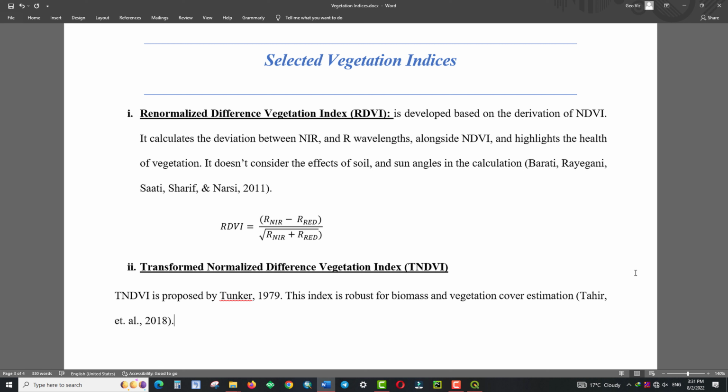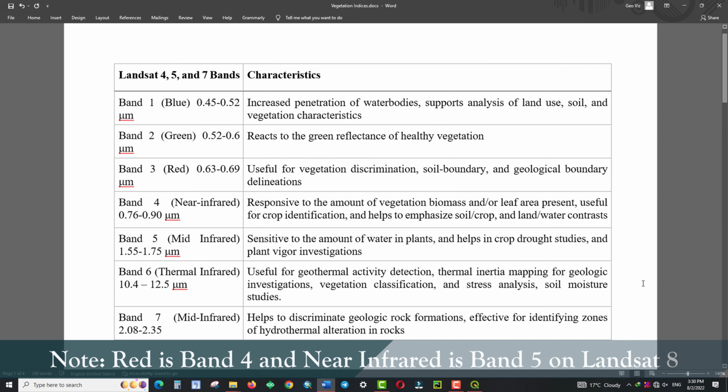2. Transformed Normalized Difference Vegetation Index, TNDVI, is proposed by Tucker, 1979. This index is robust for biomass and vegetation cover estimation. These indices use the red and near-infrared bands.